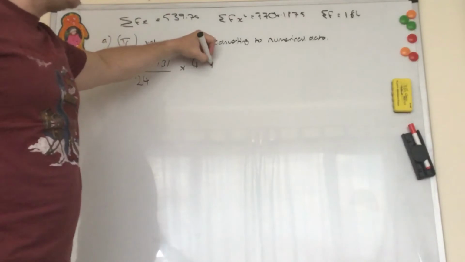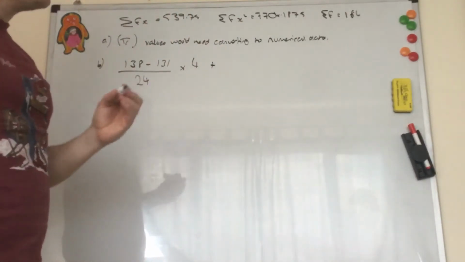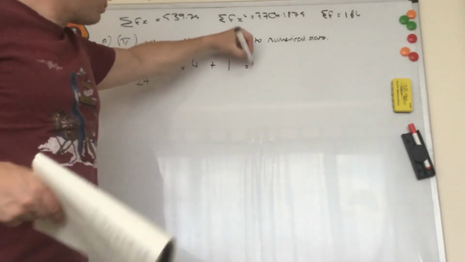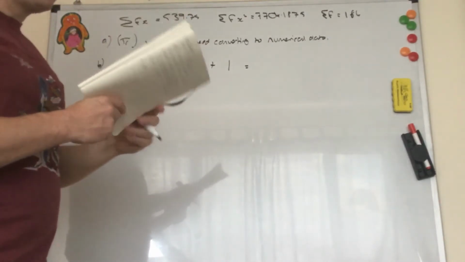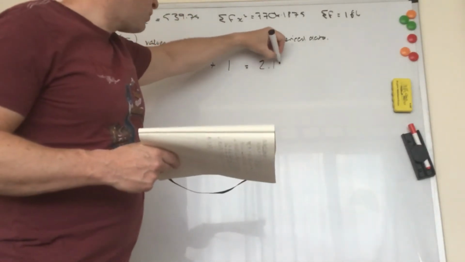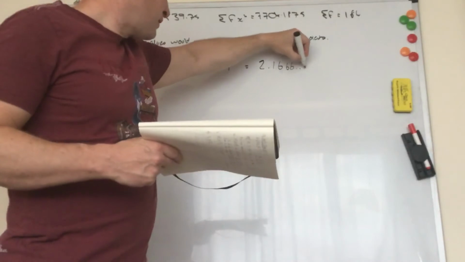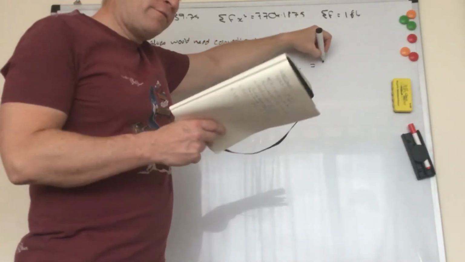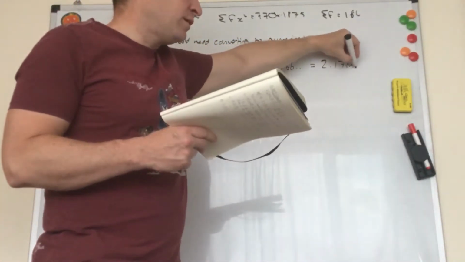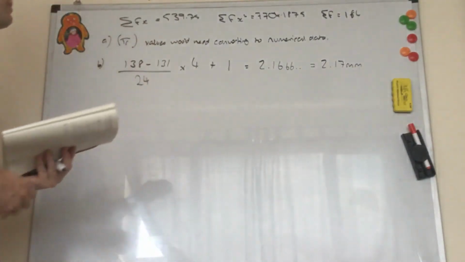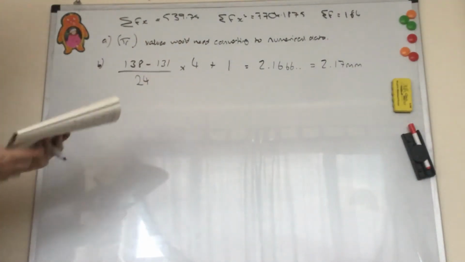Then we have to add it to the amount of rain at the beginning of a group, which is 1 millimetre, so we add 1. And that comes out at 2.16 recurring. It says for 3SF, so 2.17 millimetres. It doesn't say 3SF, but I've rounded it to 3SF. Okay. C.